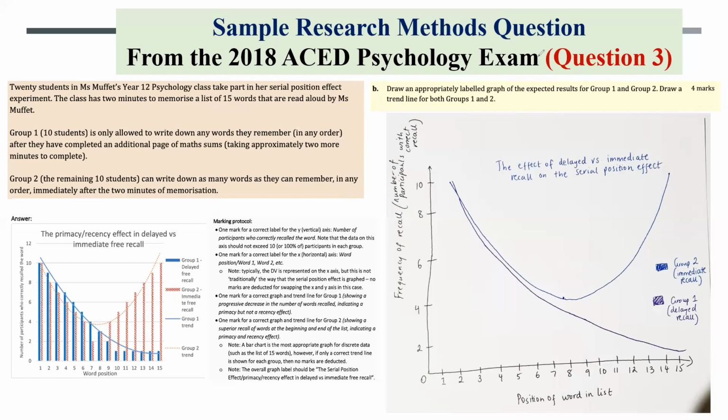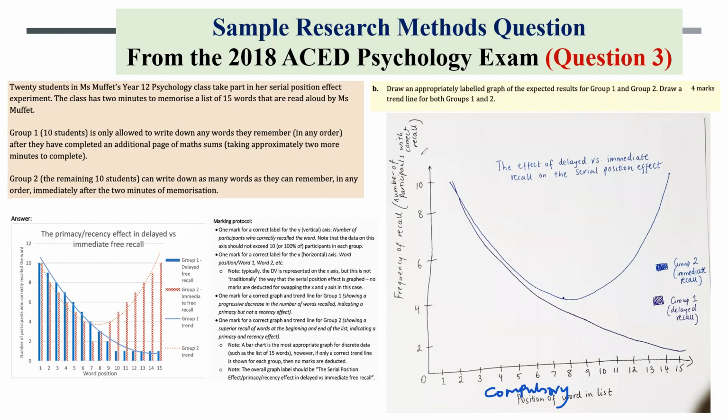Do we have to add the numbers? Which numbers are you referring to? Numbers on the x-axis or y-axis? Because one of them is negotiable, one of them is non-negotiable. For this question and similar questions that VCAA have asked in the past, the x-axis is compulsory. We know for sure that Miss Moffat has used 15 words in her word list, so we need to include the numbers on the x-axis.